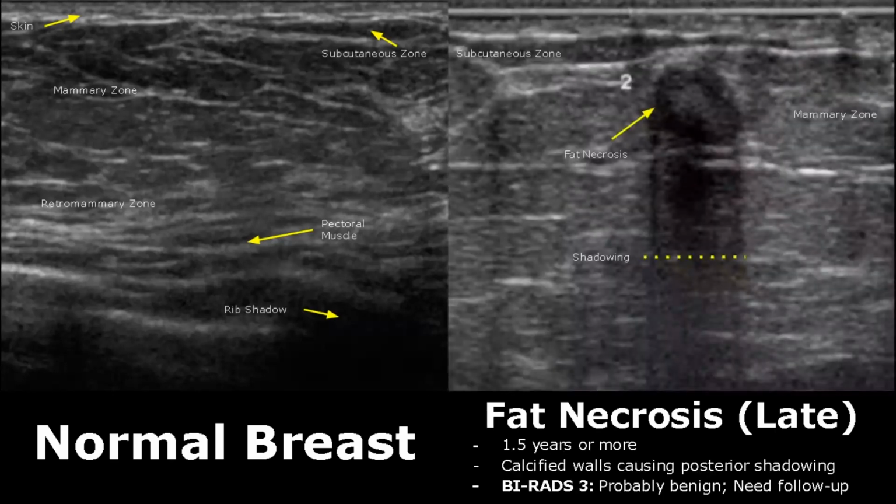Fat necrosis enters late stage after 1.5 years. It will have calcified walls which give posterior acoustic shadowing.